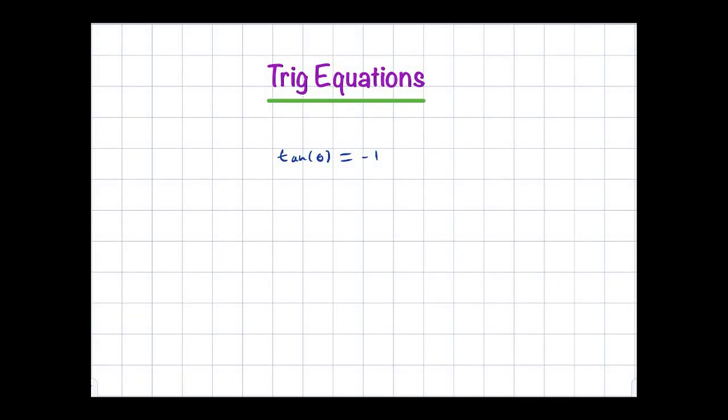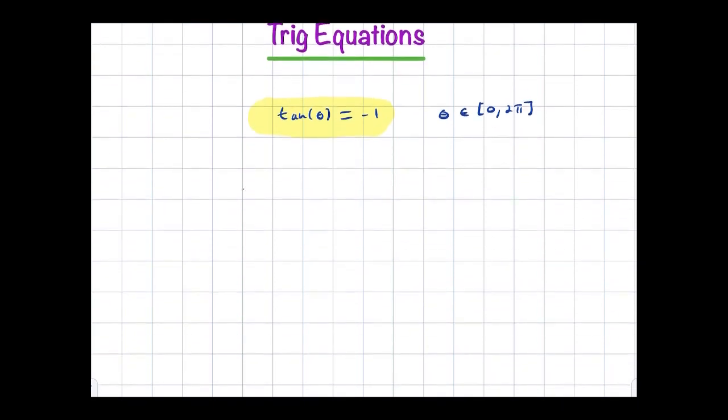Okay, so we had a question about this trig equation: tangent of theta is equal to -1. We're going to take a look at how we solve this, and how we solve these things in general. I didn't see the actual problem statement, but let's assume theta is supposed to be in 0 to 2 pi. That's the standard interval for solutions of these things.